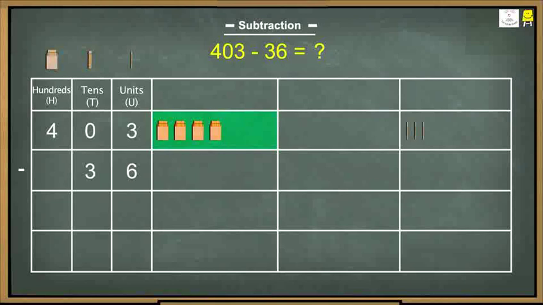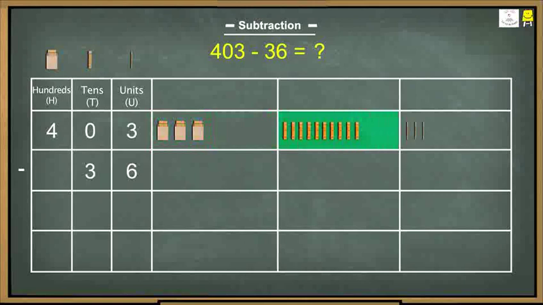If we borrow 100, that is, 100 is actually equal to 10 tens. So let us remove one box from the hundreds column and convert it into 10 bundles and put them in the tens column. This represents 10 tens. We are now left with just 3 hundreds, but we have 10 tens.